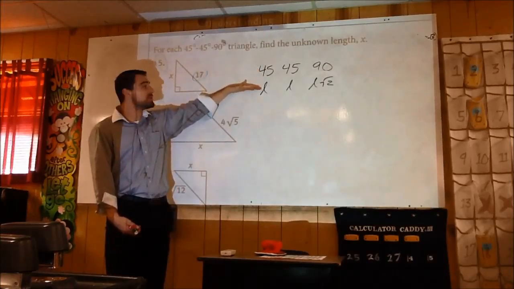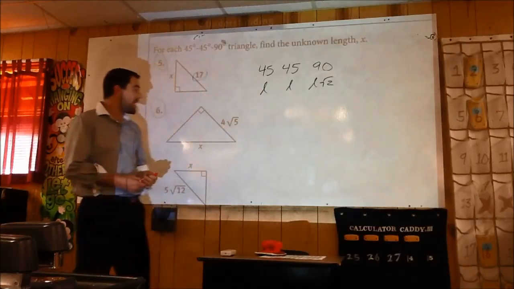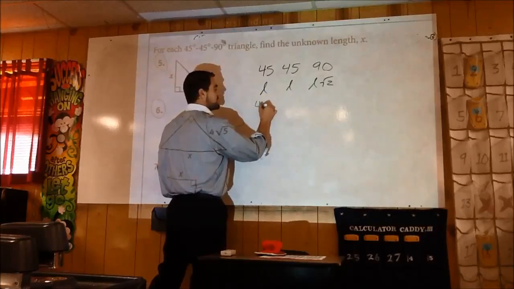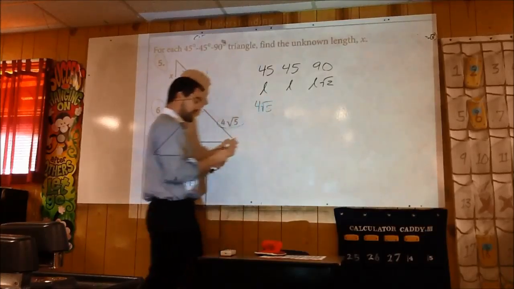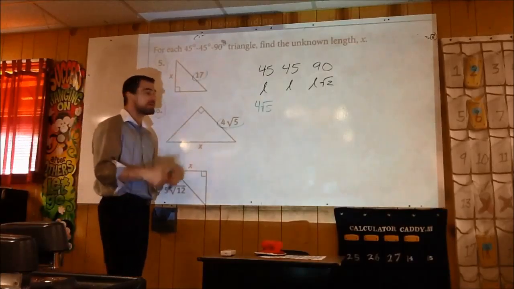I then need you to write the extended ratio. This is you conveying to me that you know how the side lengths always work. And then you can write down what you're given. What we're given is that one of the side lengths is 4 times the square root of 5. And so then in red ink, this is your work that you would show.